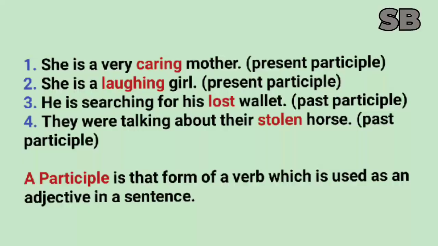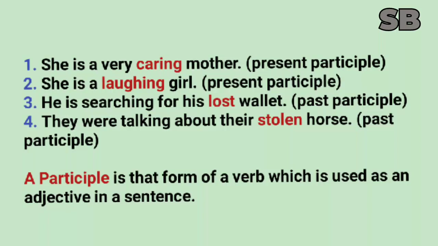For more examples, look on your screen now. She is a very caring mother. In this sentence, mother has been described as caring and functions as an adjective in the sentence. So it is the example of present participle. The second sentence, she is a laughing girl. In this sentence, girl has been described as laughing and functions as an adjective in the sentence. So it is the example of present participle.